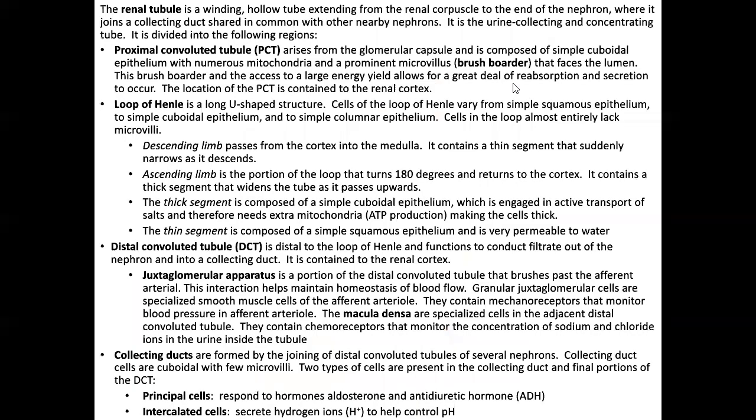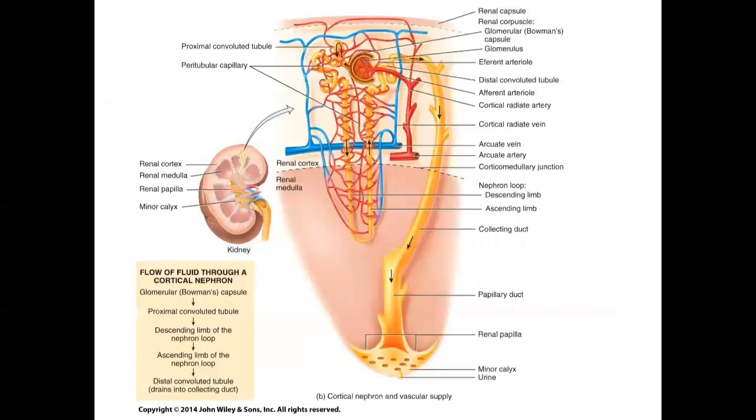Okay. That's the third and final segment of a nephron. Its job is to conduct the filtrate out of the nephron and into a collecting duct. And the location of the distal convoluted tubule is strictly out in the renal cortex, towards the outside of the kidneys.